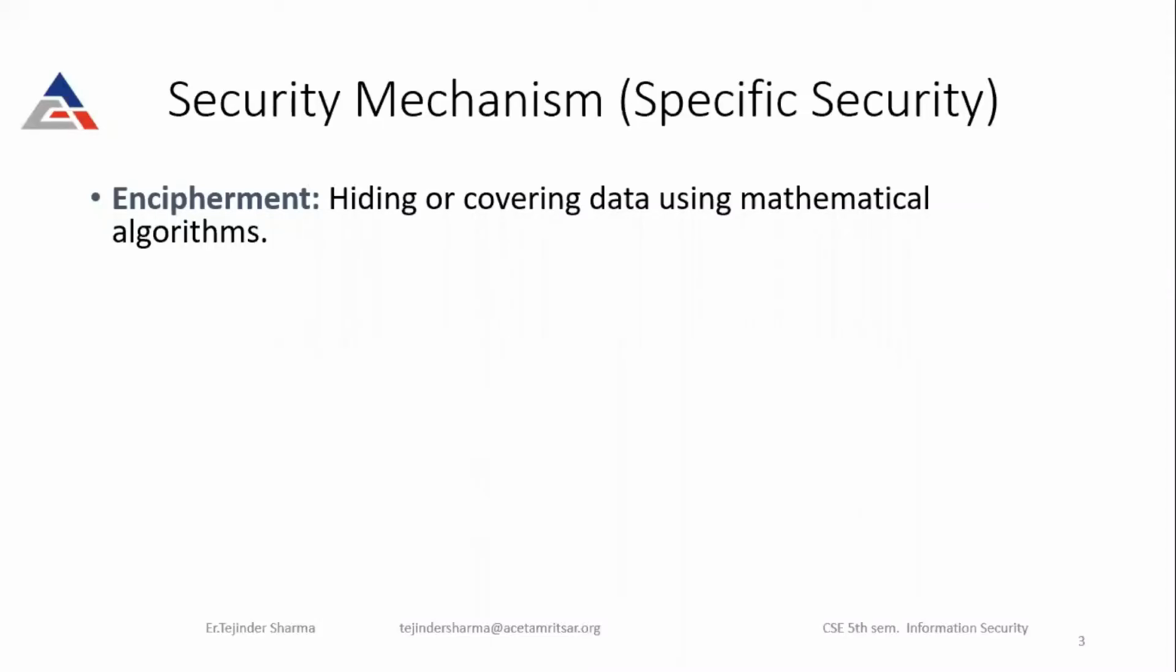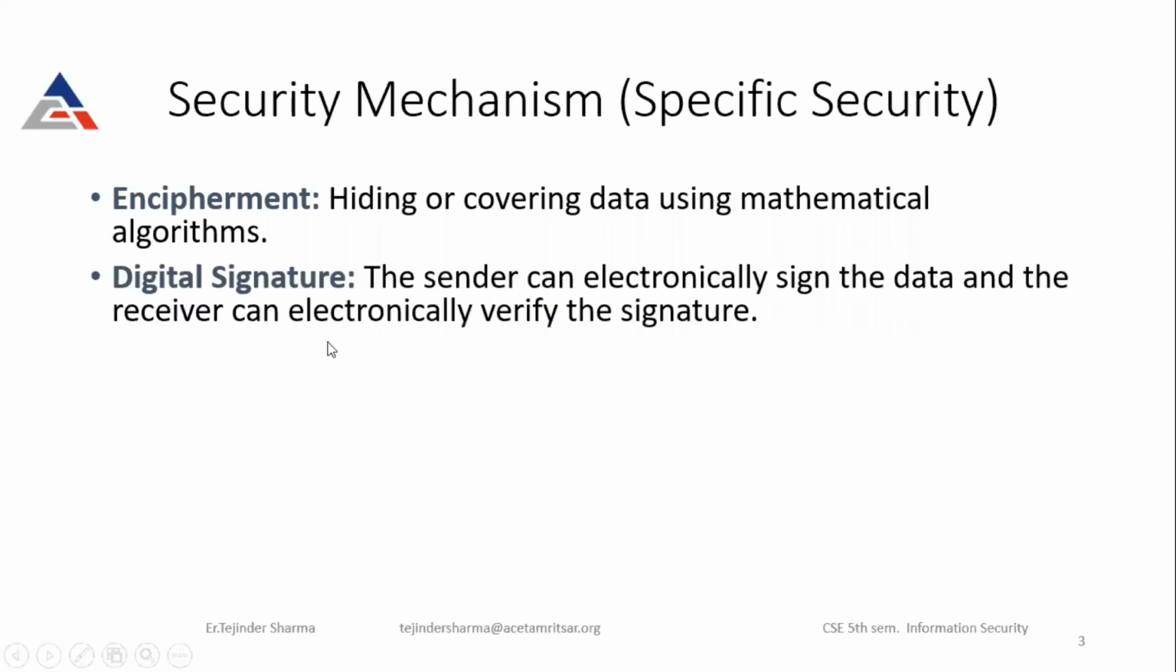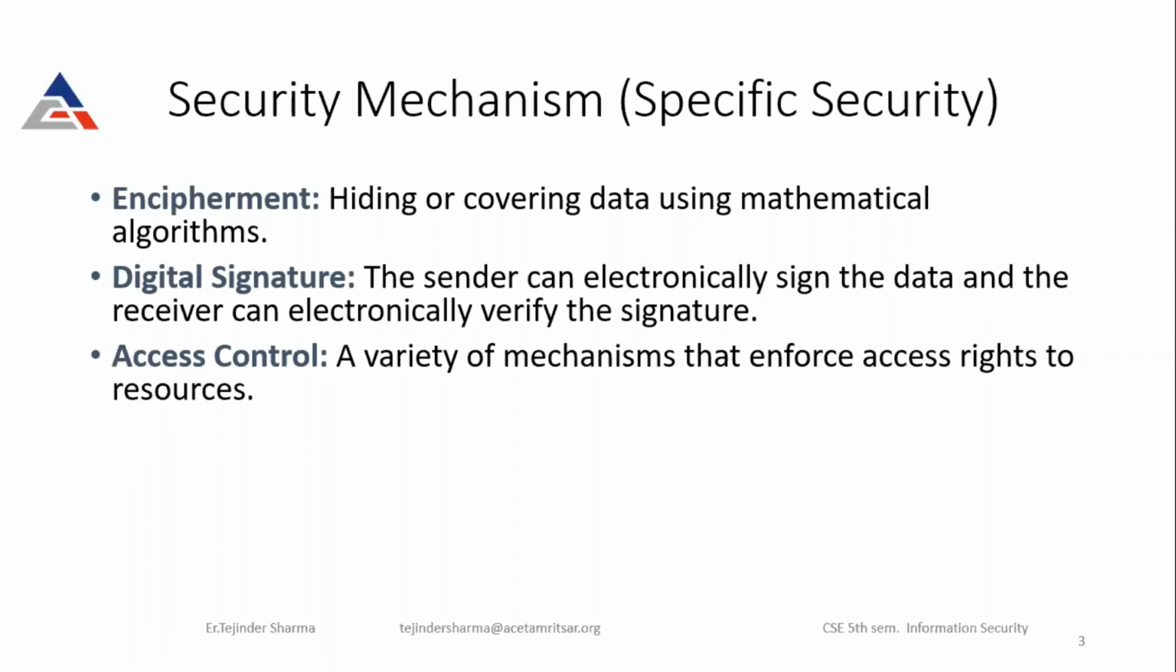So these are various security mechanisms: specific security, encipherment, hiding or covering the data using some mathematical algorithms or formulas. Digital signature, the sender can electronically sign the data and the receiver can electronically verify the data. This I have told you how. Access control, a variety of mechanisms that enforce the access right to the resources. Who can access and what they are supposed to access.